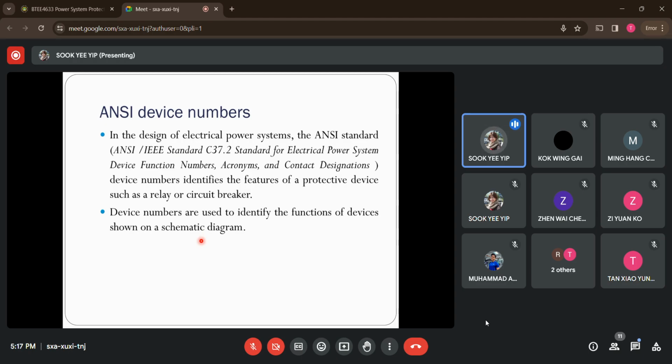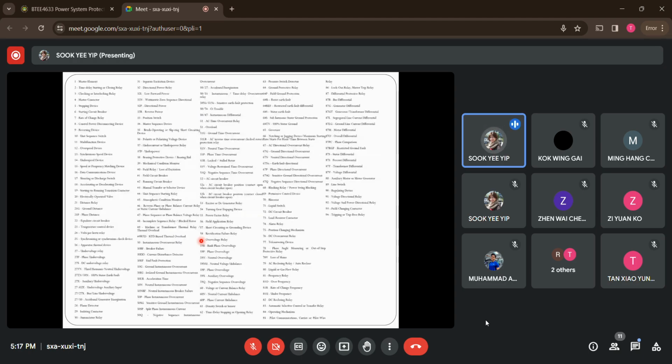All right, so here is just the overall ANSI code you can find for different protective relays. Just now we had 50, 51, so it's actually somewhere here. Is it 21? Sorry, 21.